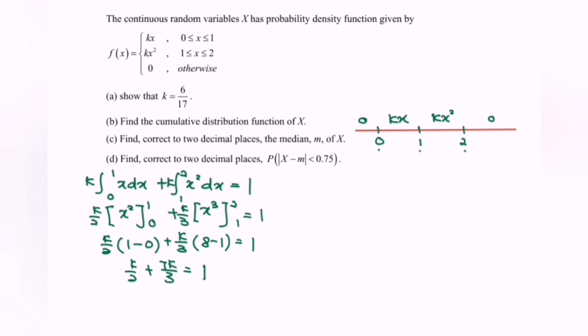Kindly multiply all the terms with 6. So we will have 3k plus 14k is equal to 6. Finally, we have 17k is equal to 6. k will be equal to 6 over 17, and we have already shown the situation. Next, substitute the value k into the number line.